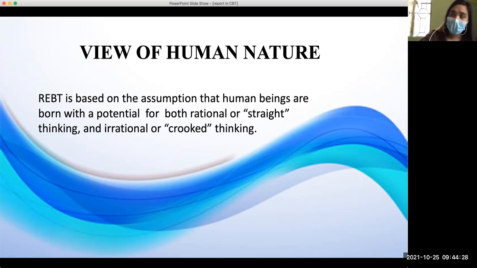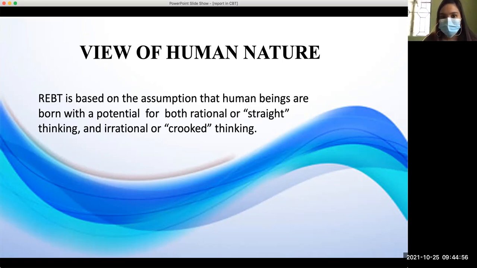So in the view of human nature, humans are both rational and irrational. People disturb themselves by what they think and what they believe. People have the ability to control thoughts, feelings, and behaviors, but they must first become aware of their self-talk, what they are telling themselves about the event or situation.